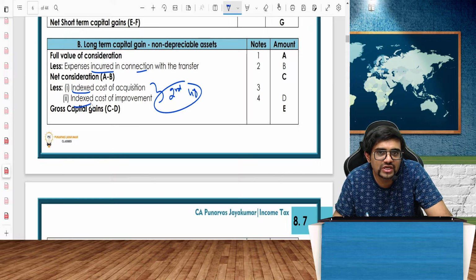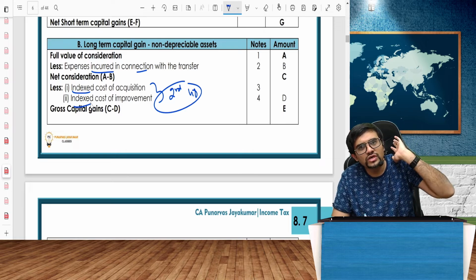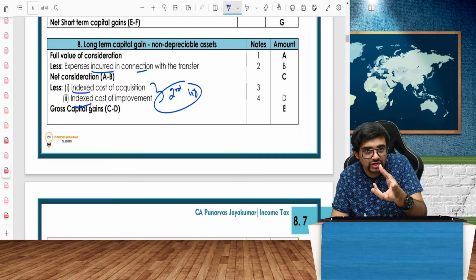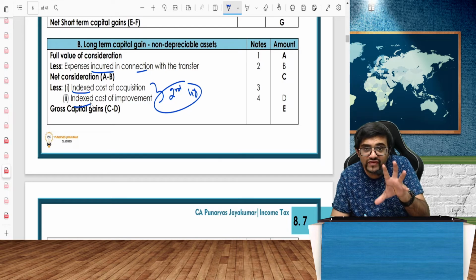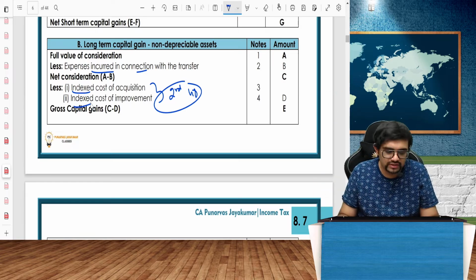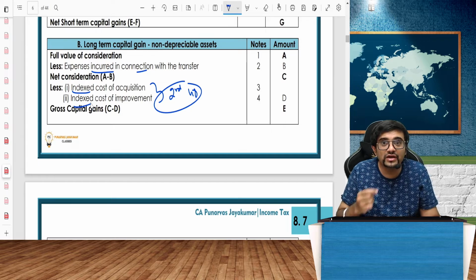Indexation. Since it's long-term, I cannot compare whatever I bought 20 years ago, 10 years ago, 5 years ago. So, the government has given a concept of indexation. Dairy Milk chocolate 10 years ago for 10 rupees is not the Dairy Milk chocolate today, yes or no? Obviously we have to provide for inflation. 10 years later when you have children, they will tell daddy, mummy, I want Dairy Milk. 10 rupees if you give.